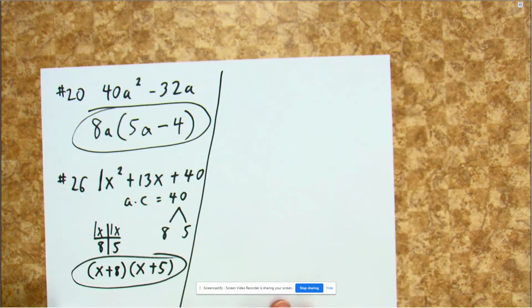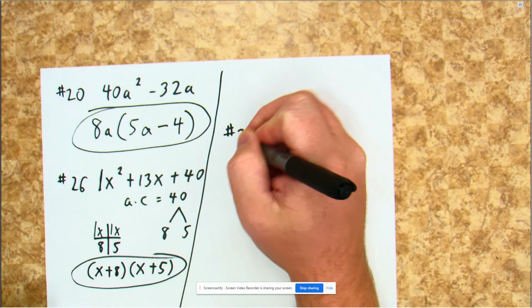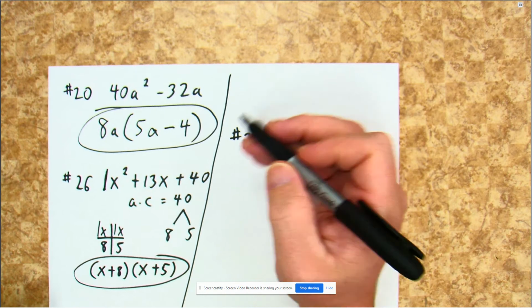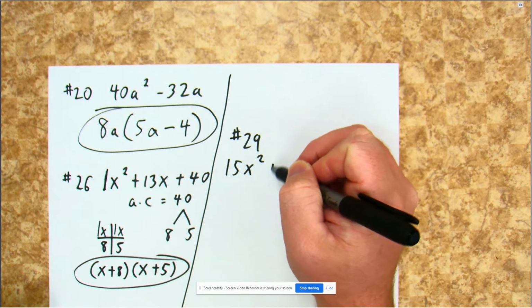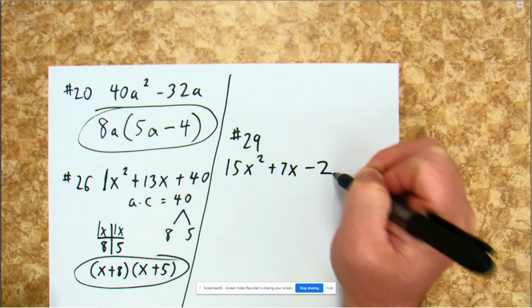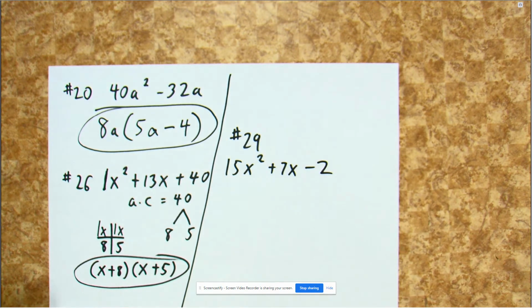But let's take a look at number 29. Number 29, a lot of people ended up tripping up on or utilizing some online website to kind of help them get it done for them. But again, eventually, if you're going to have to do this for me in class, you're going to have to know how to do this on your own. 15x squared plus 7x minus 2.